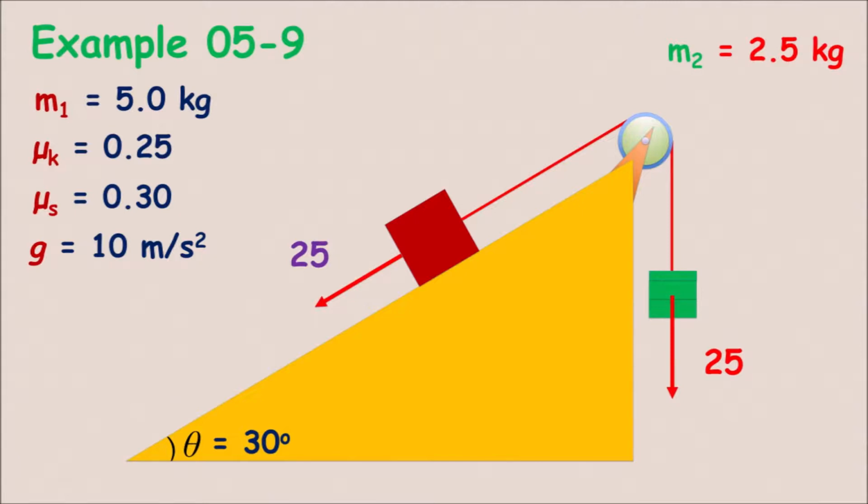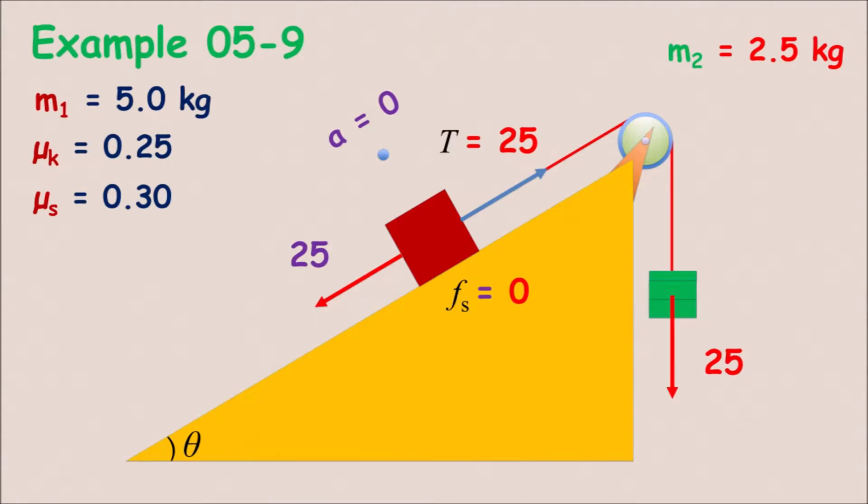Taking G as 10 meters per second squared for convenience, the weight of M2 is now 25 Newton, so the tension in the string is also 25 Newton. With M1 5 kg and theta 30 degrees, M1G sine theta is also 25 Newton down the ramp. Now if you look at the forces on block 1, they balance with each other, and as a result, block 1 does not tend to move. So there is no acceleration and no static friction is needed to keep block 1 stationary. Therefore, Fs becomes 0 and everything is in equilibrium.